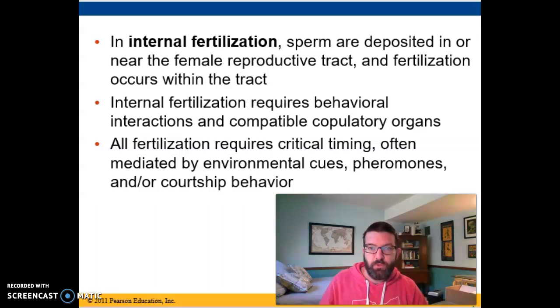Now, there are some costs to this. It requires critical timing. You have to have, for instance, a female allow you to deposit sperm into her reproductive tract, and that can be difficult. For instance, if you're a spider and you are in danger of possibly being eaten by the female that's in front of you. So there are lots of precarious situations and pheromones and courtship behaviors and environmental cues involved that make this a little bit more complex. But it tends to lead to higher success of the zygote in terms of survival.